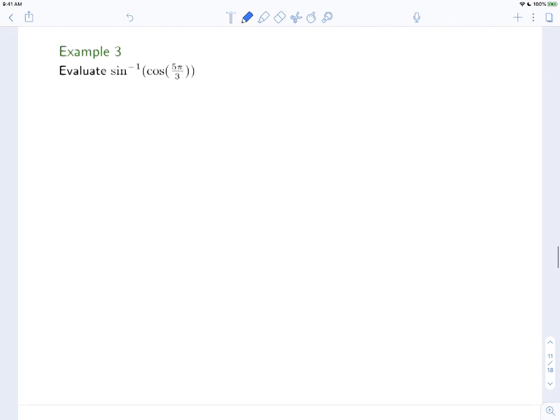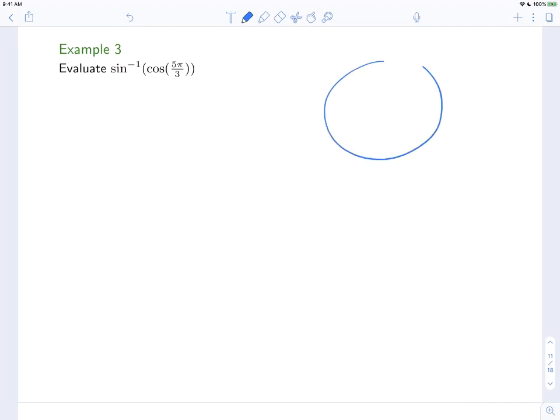For our next example, we're asked to compute the inverse sine of cosine of 5 pi over 3. Well, the first thing we can do is figure out what cosine of 5 pi over 3 is. That's cosine evaluated at an angle, 5 pi over 3, so we can figure that out using the unit circle. So let's draw a circle, and let's draw an x-axis and a y-axis. Okay, where is 5 pi over 3 on this thing?